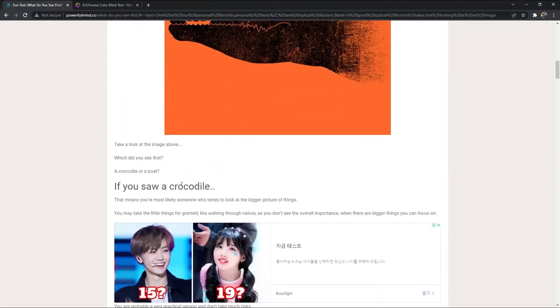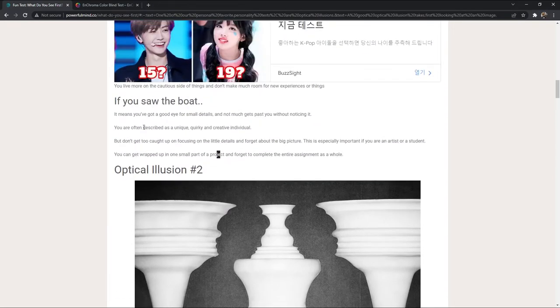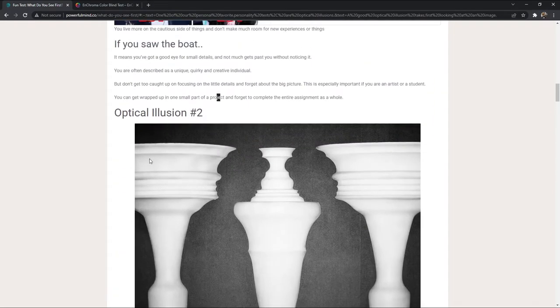I saw crocodile first. I see arms. There's no other option. I saw... Oh, God, it's... Okay, you know what? I don't care. Either way. Optical illusion 2. What do you guys see?